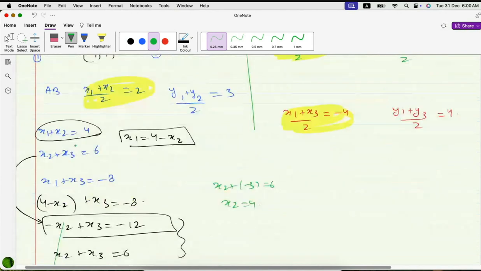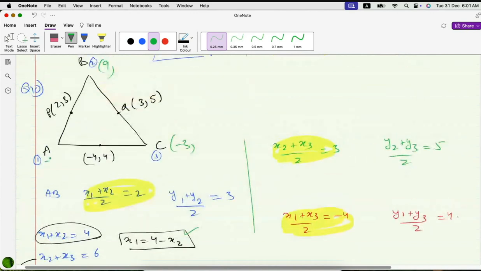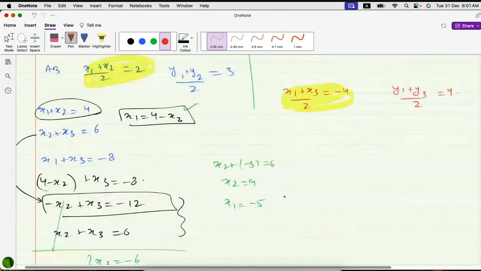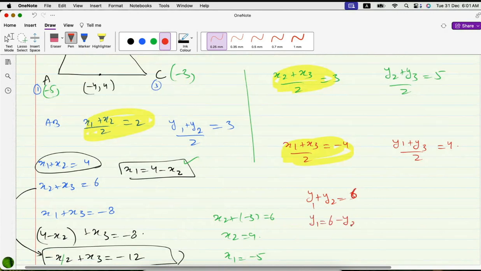And when we have x2, I'm using this first equation. 4 minus 9 is -5. x1 is equal to -5. Right? And I'm going for y, exactly in the same order. Looking at the first one, y1 plus y2 is equal to 3, 2 times 3 is 6. And y1 is equal to 6 minus y2.